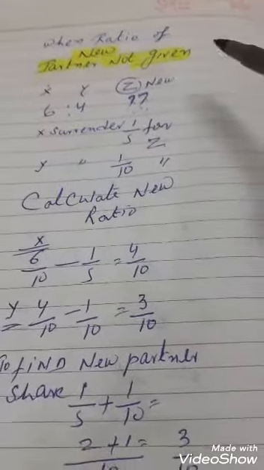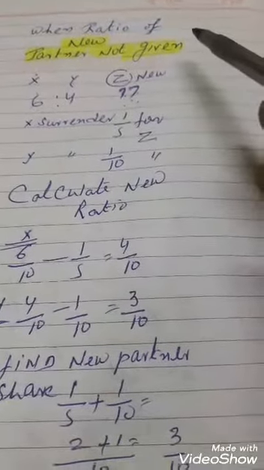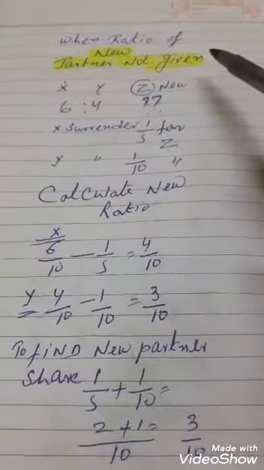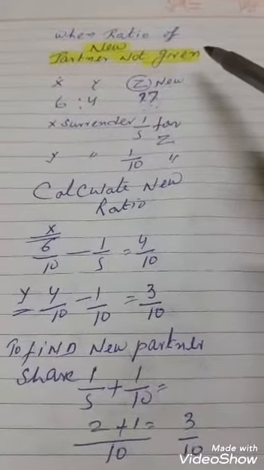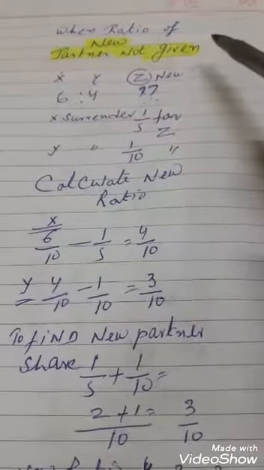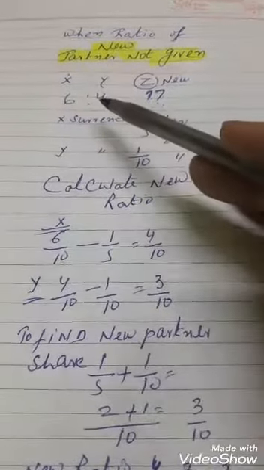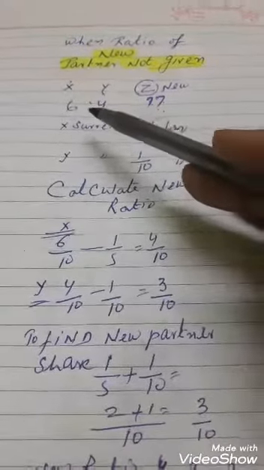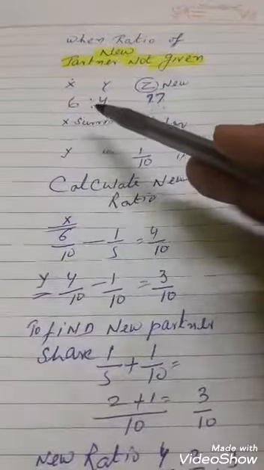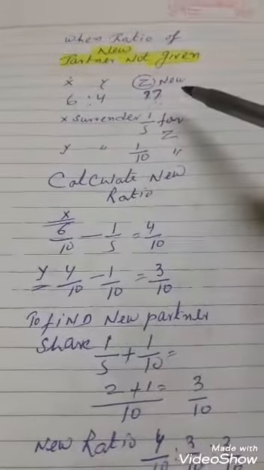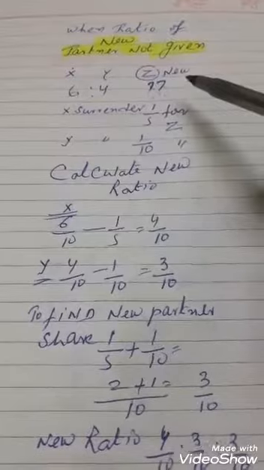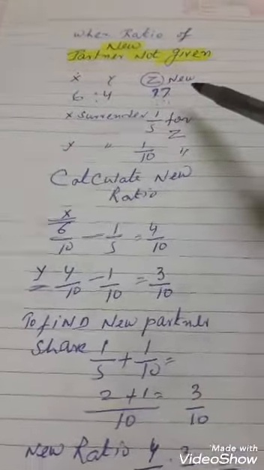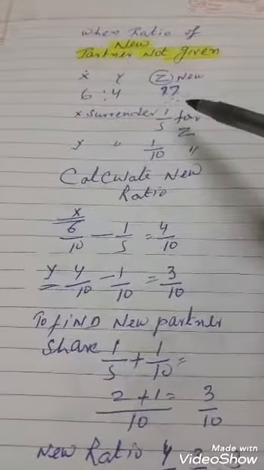The last method of calculation of the new profit sharing ratio is when the new partner's ratio is not given. For example, the question says X and Y are the two partners. Their ratio is 6:4, we can say 6/10, 4/10. The ratio of Z, the new partner, is not given. We have to find out the new ratio of Z.